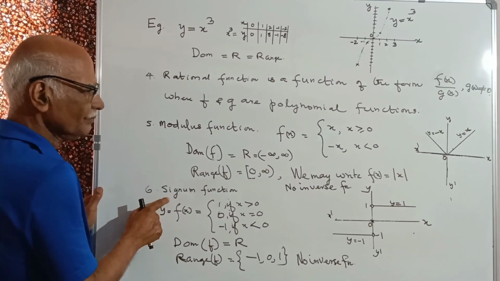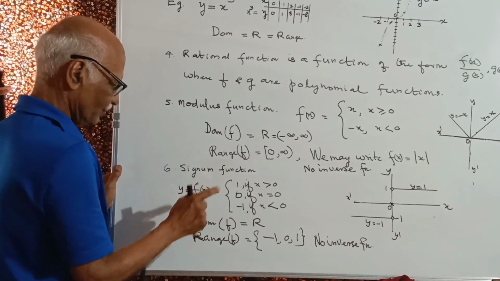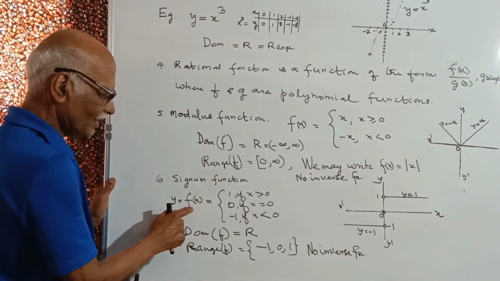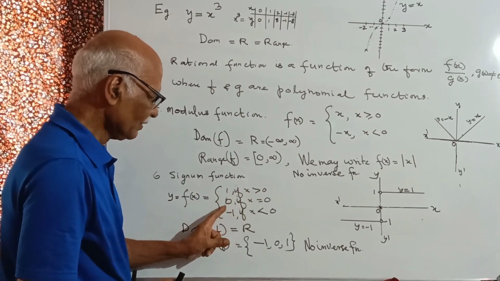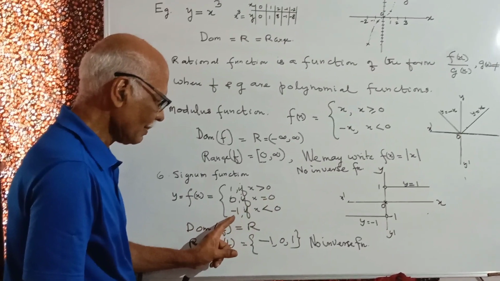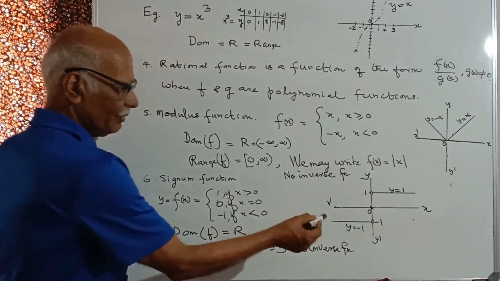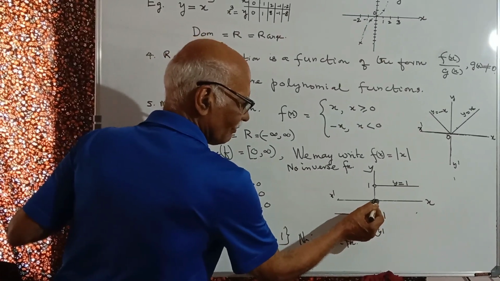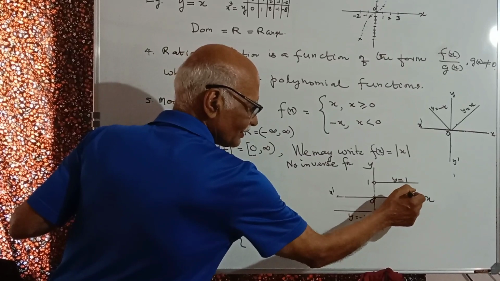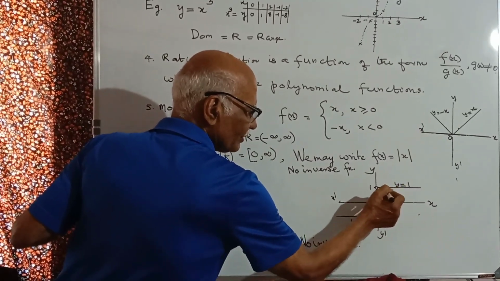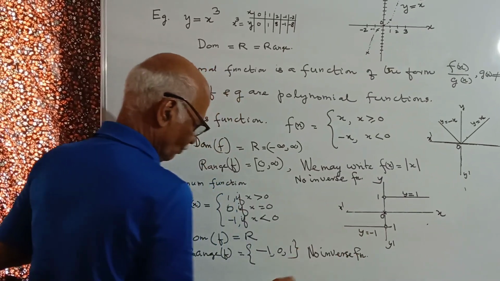Now, this is an important function. Signum function. S-I-G-N-U-M. Signum function. So, the definition: y equals f(x) equals 1 if x is greater than 0, 0 if x is 0, minus 1 if x is less than 0. You can see the graph is coming. When x is 0, the value of y is 0. When x is more than 0, on this side, y is 1. On the left, where x is less than 0, y is minus 1.